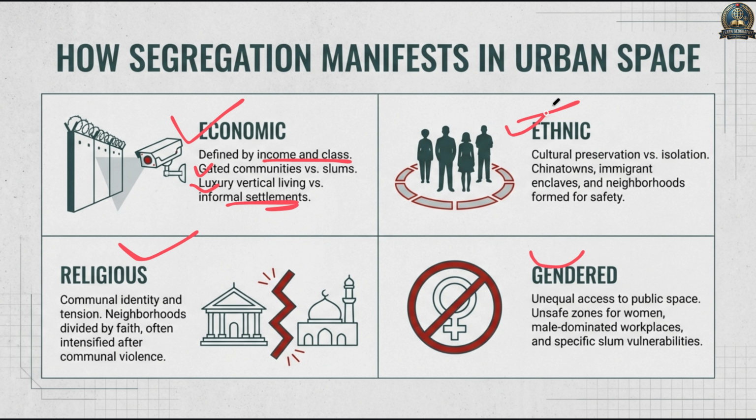Then ethnic segregation, cultural preservation versus isolation: Chinatowns, immigrant enclaves and neighborhoods formed for safety. Then religious segregation, communal identity and tensions, neighborhoods divided by faith, often intensified after communal violence. Then lastly, gendered segregation, unequal access to public space, unsafe zones for women, male-dominated workplaces, and specific slum vulnerabilities. These are some causes of urban segregation in urban centers.